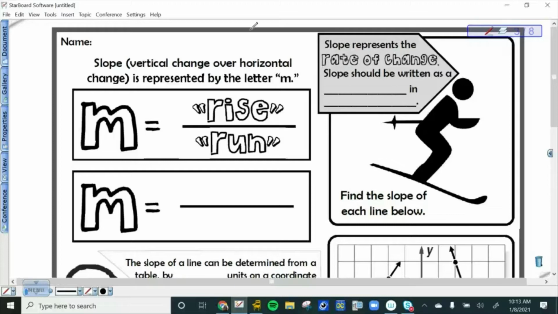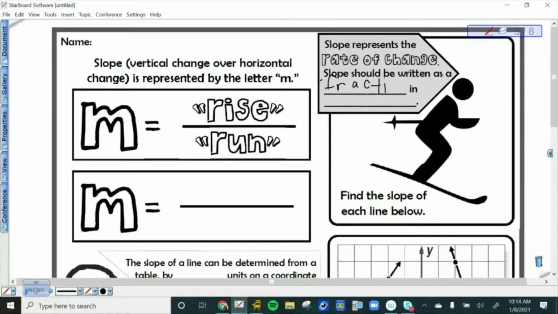So first thing is that slope is a rate. That's what we were just talking about, right? A rate is two numbers compared to each other. It's usually written as a fraction. So the numerator is being compared to the denominator. So over here we have slope represents the rate of change. Slope should be written as a fraction.